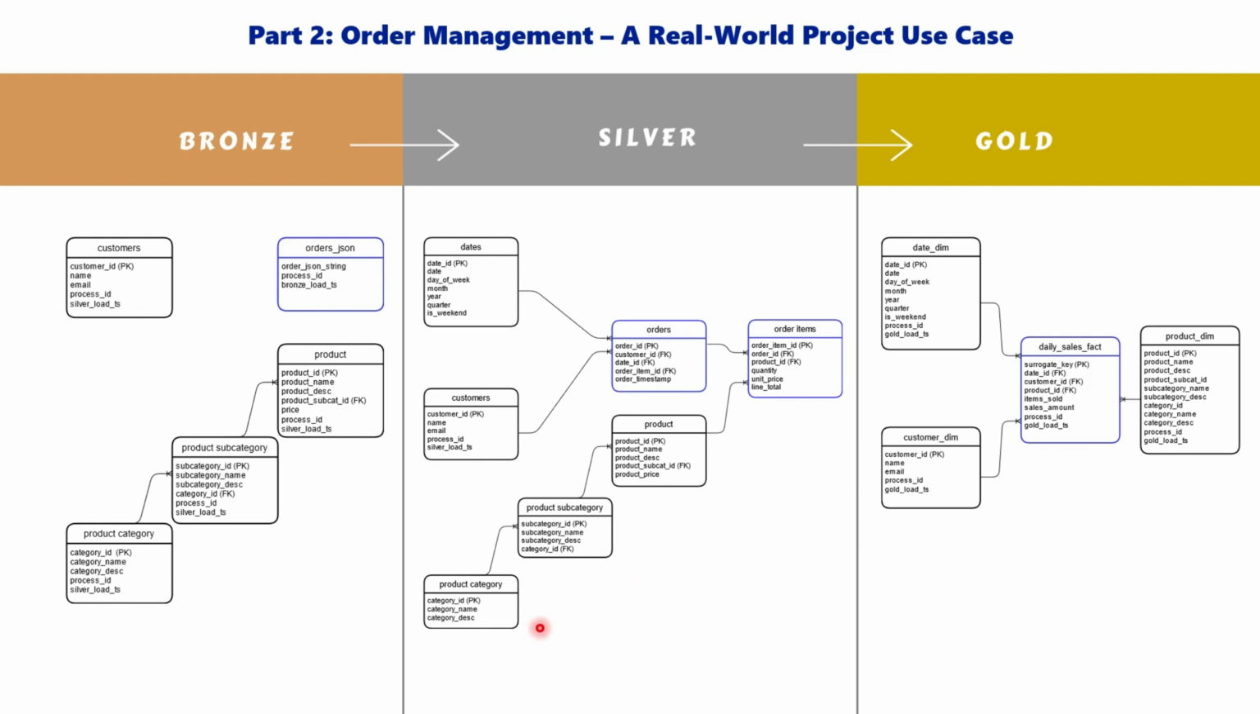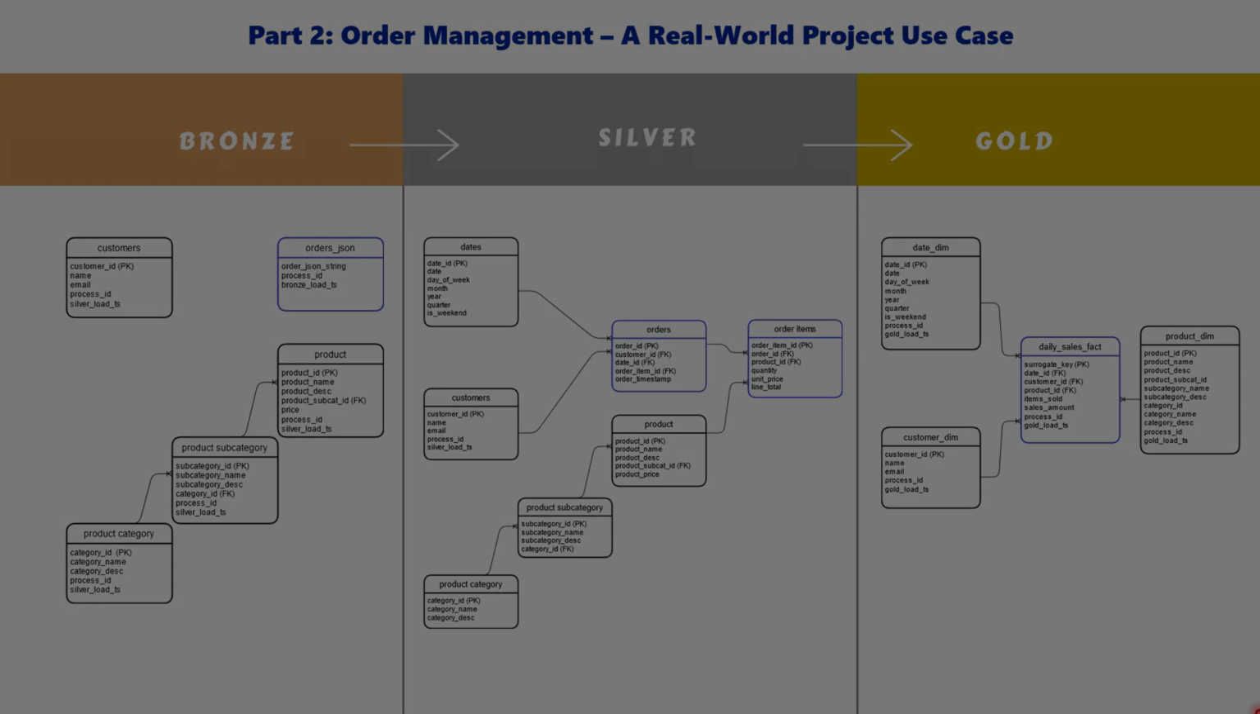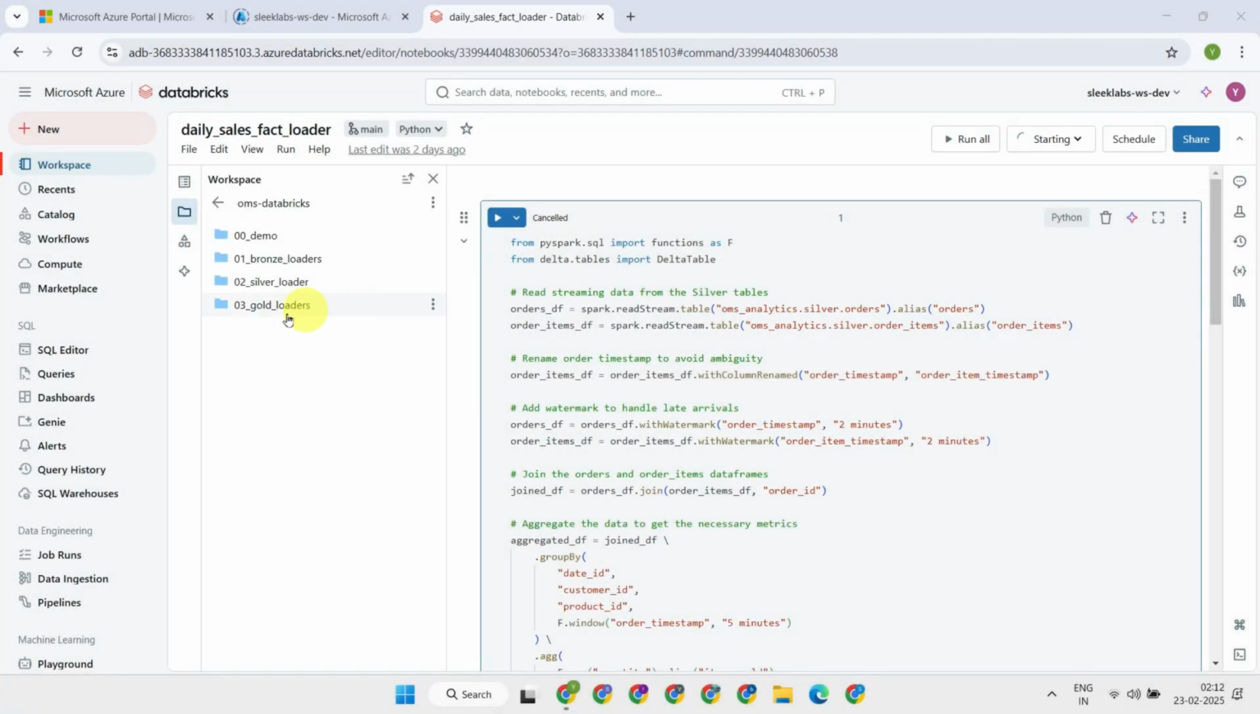The normalized silver layer data model is optimized for easy data loading and update operations. On the other hand, the denormalized star schema in the gold layer supports efficient query and report execution. In other words, it's optimized for read-heavy workloads. Let's jump into the Databricks notebook and explore how these transformations are applied in the gold layer.